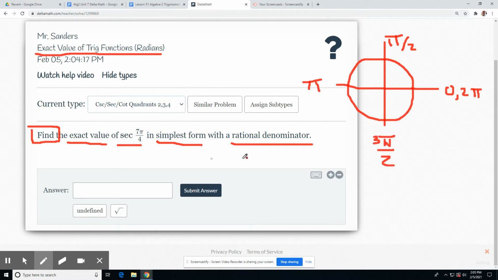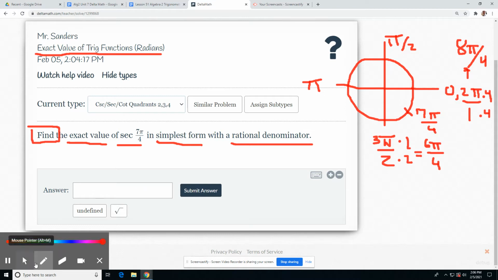Now we got 7 pi over 4. So we want to multiply top and bottom by 2. So this is really 6 pi over 4. We want to have that same denominator of 4 here. So I'm going to look at the 2 pi, multiply by 4, multiply by 4. So this is really 8 pi over 4. Notice now we can see 7 pi over 4 is between 6 pi and 8 pi. So there we are right there. That's going to be our 7 pi over 4.